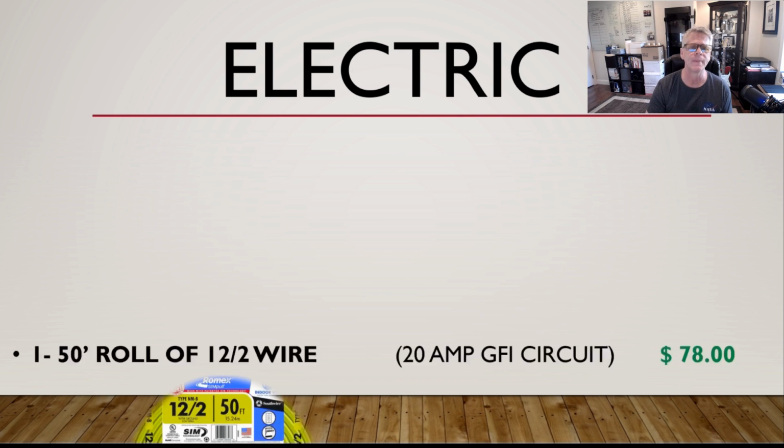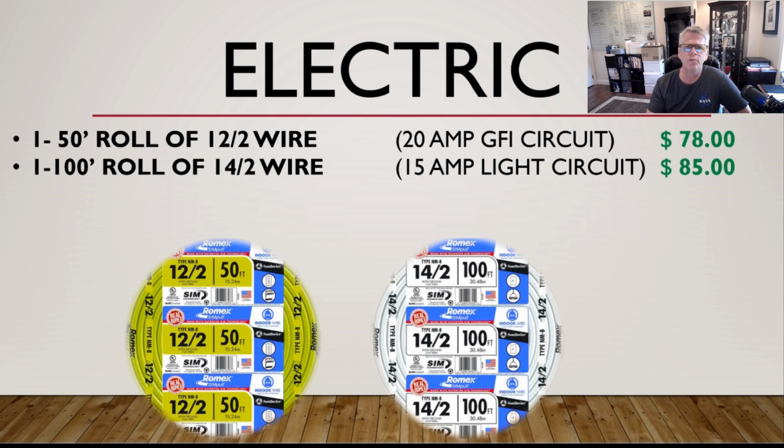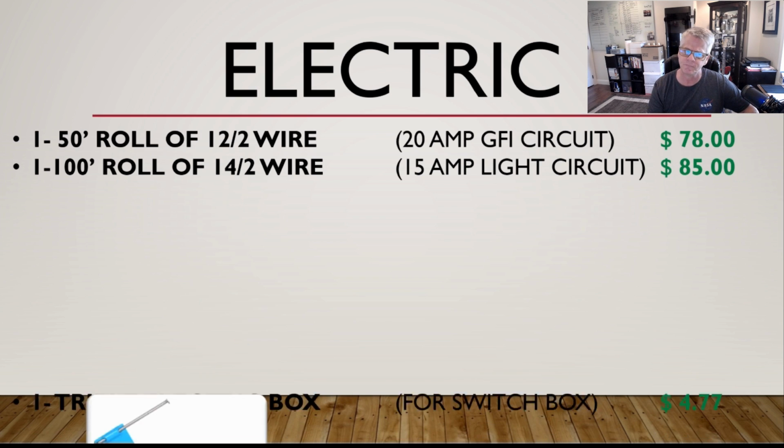The electric. You're going to need a roll of 12-2 wire to do your 20 amp GFI circuit, $78. You're going to need a roll of 14-2. I got 100 feet here, but you could get a 50-foot roll if that's all you need. That'll be for your 15 amp lighting circuit, for your vanity light, your light fan combo in the ceiling, and your shower light. And that'll be about 85 bucks.